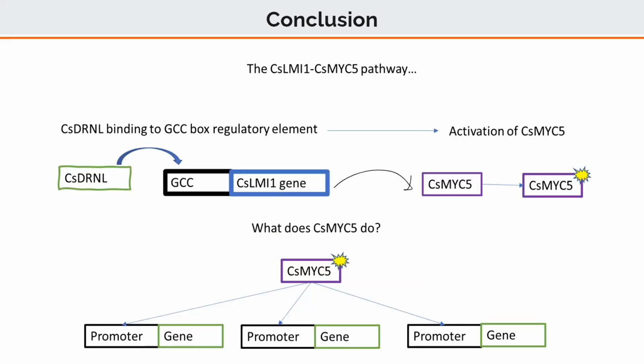At the end of the study, the researchers concluded that the formation of oil gland development is initiated by the binding of transcriptional activator CsDRNL to the GCC box cis regulatory element, which induces the transcription of HD-ZIP1 family transcription factor CsLMI1. This CsLMI1 activates CsMYC5, whose job is to promote the production of oil gland cells and controls the expression of genes that participate in the natural creation of essential oils.